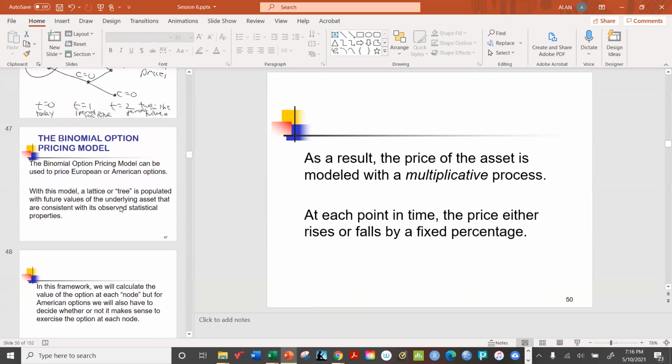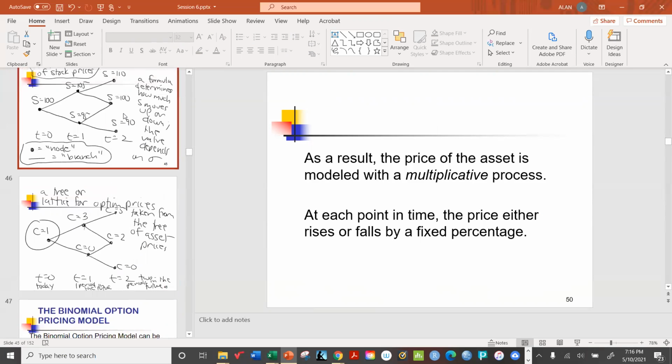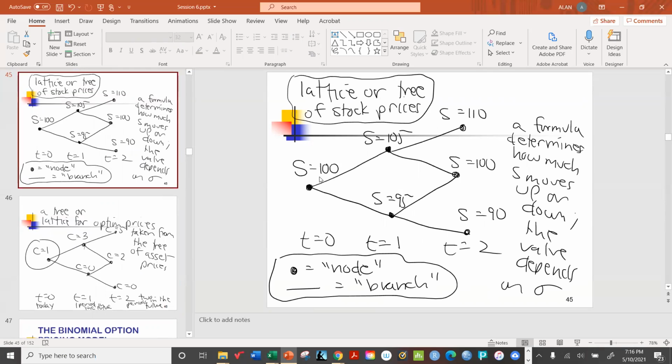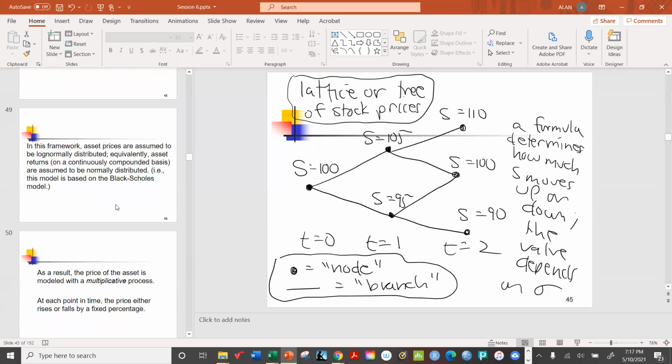Now, this picture that I showed you here earlier is a little bit deceiving because it's going up or down by $5. It's usually not quite that simple. It's usually going up or down by a fixed percentage rather than a fixed dollar amount. But this is a good picture for illustrative purposes. All right, so how do we figure that out?